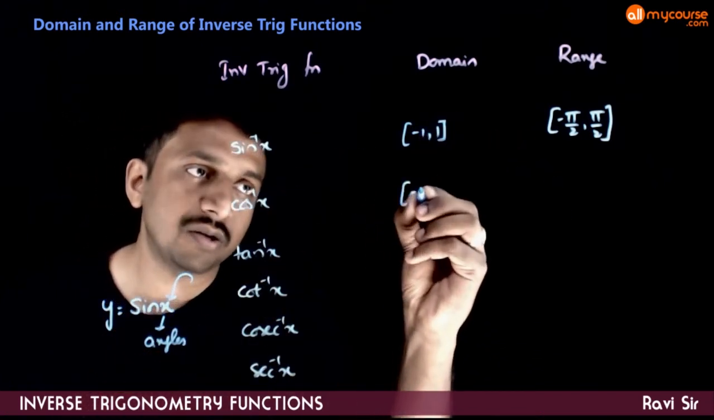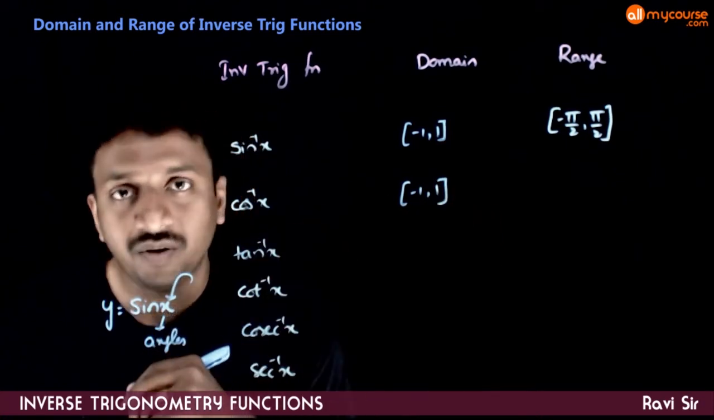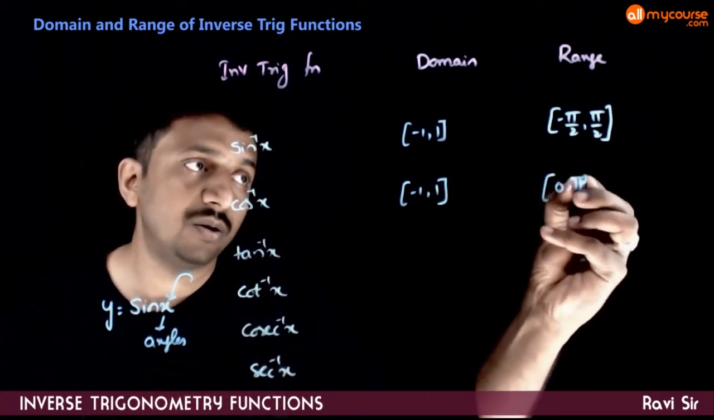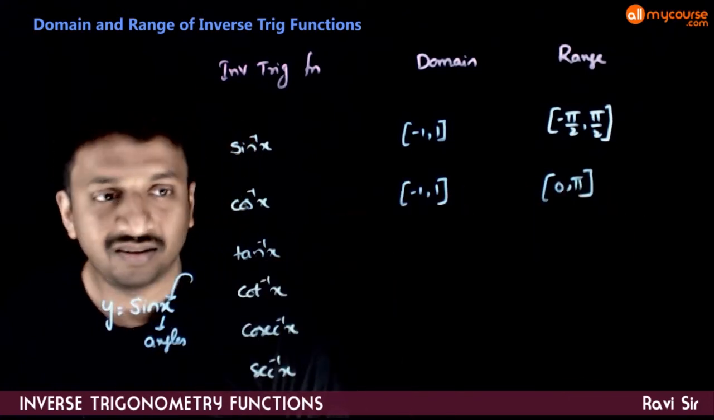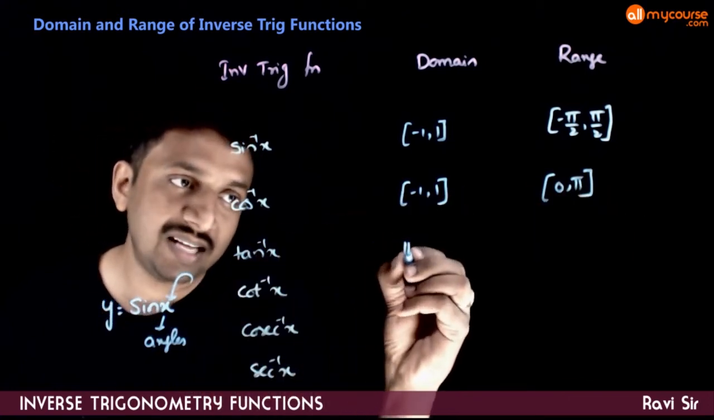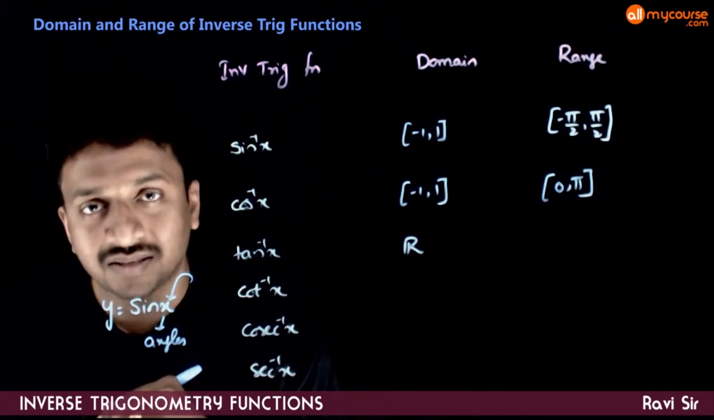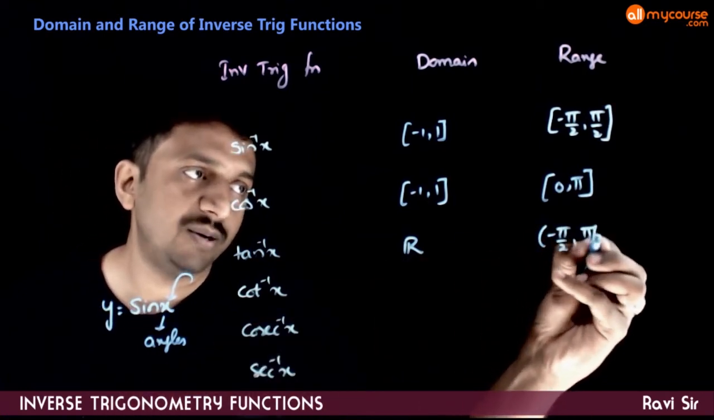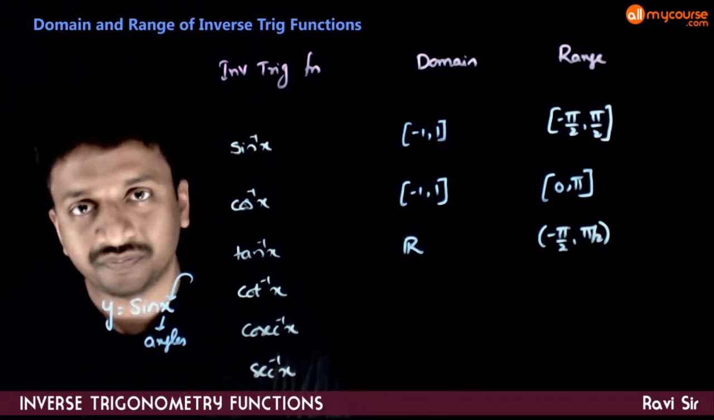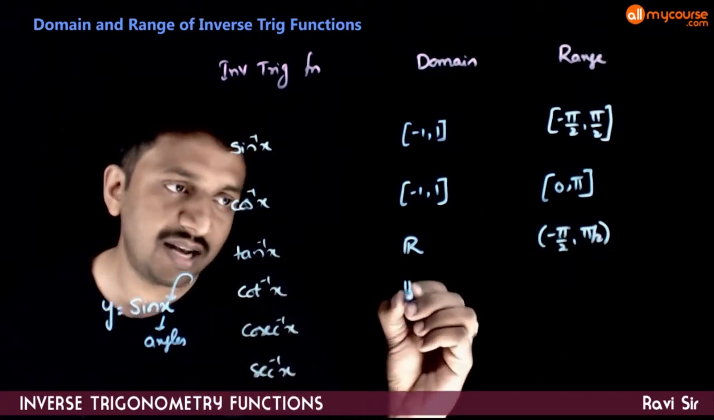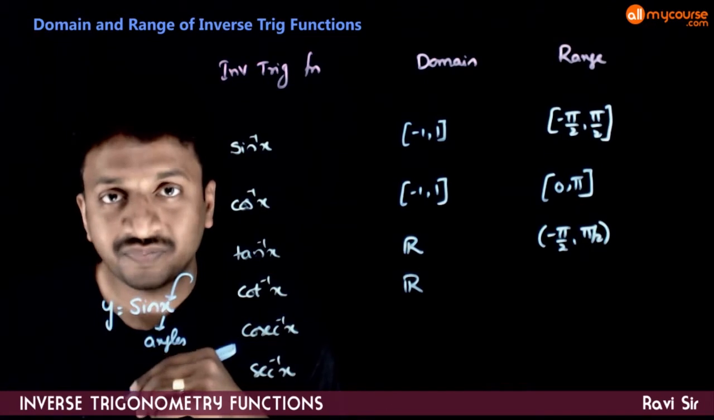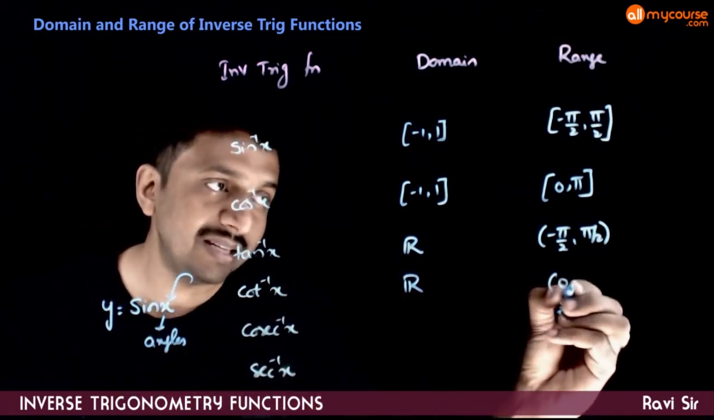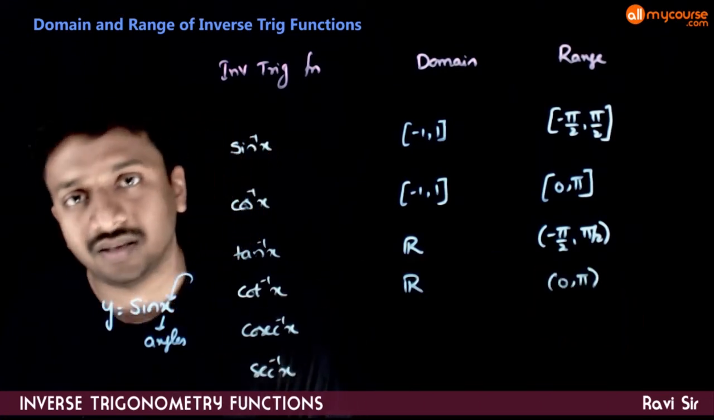Similarly, cos inverse x also takes in numbers between minus 1 and plus 1 and gives out angles between 0 to pi. Tan inverse x takes any number in the real numbers and gives out values from open minus pi by 2 to pi by 2. Cot inverse x takes in any real number, and gives out angles between open 0 to pi.